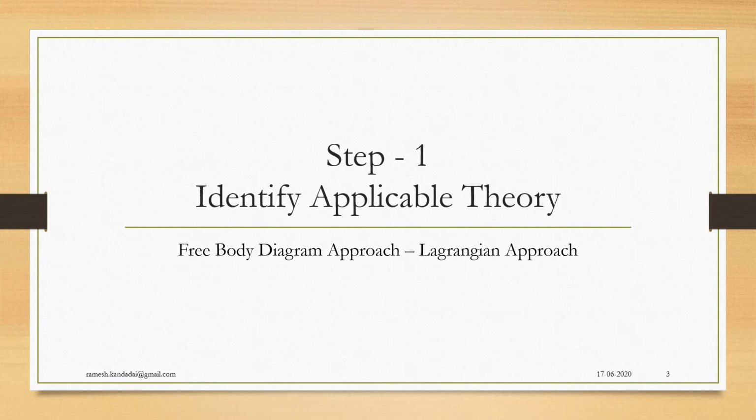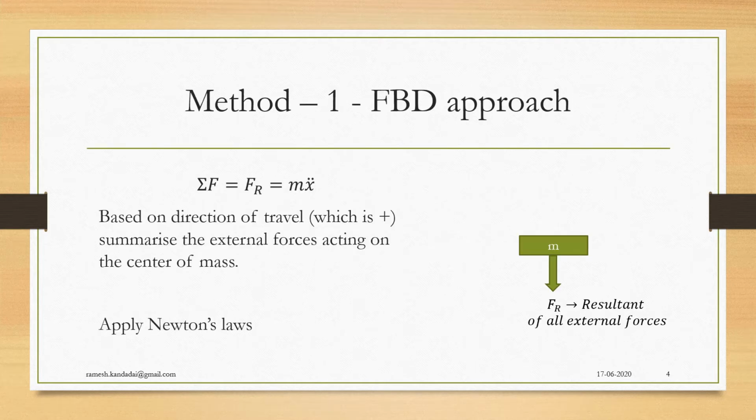First part, identify the applicable theory. What is it that we need to be thorough about so that we can handle what we have to do? Free body diagram approach and Lagrangian approach. These are two methods to establish, determine, derive what is known as equations of motion. We are going to be looking at a dynamic system, a body in motion. So to model such a system is to come up with the equations of motion. That is what modeling means.